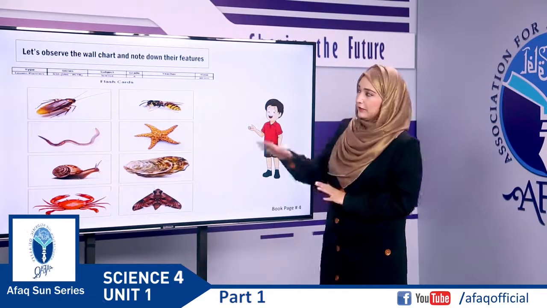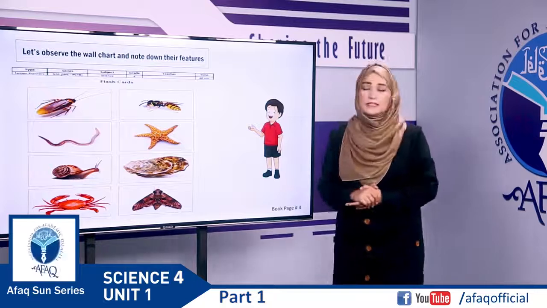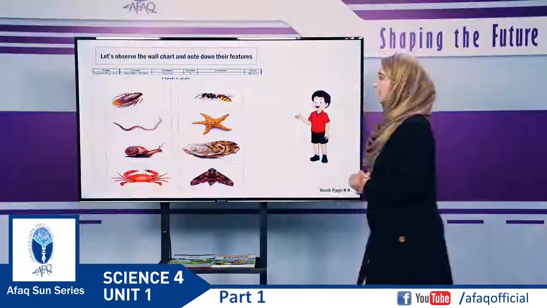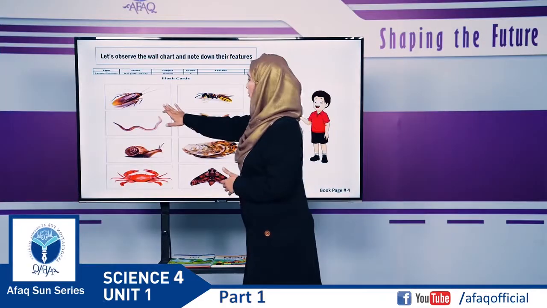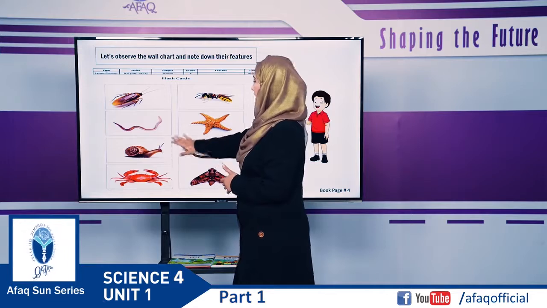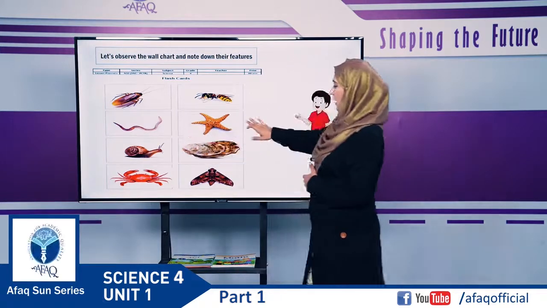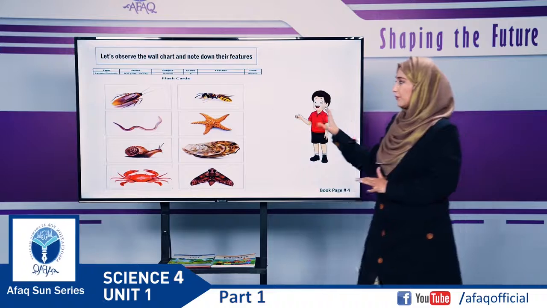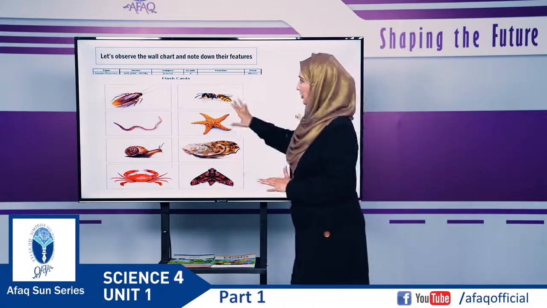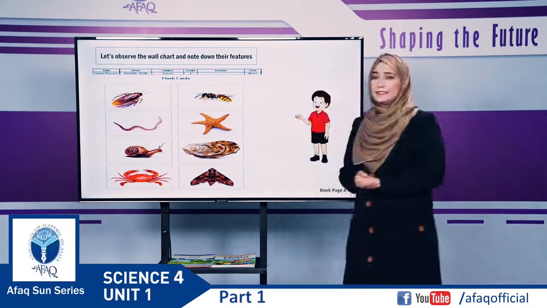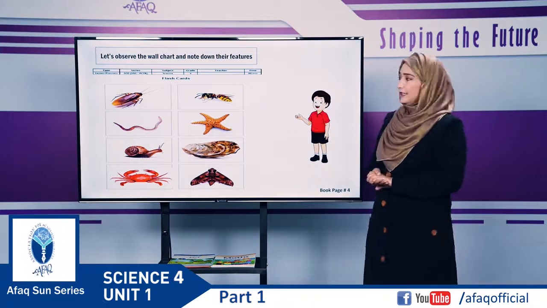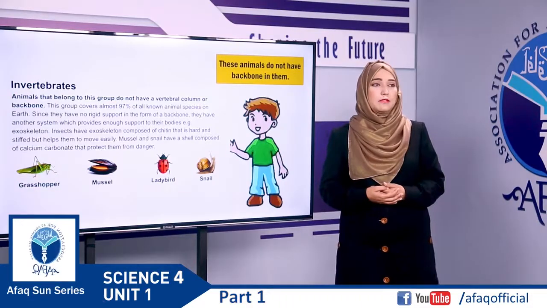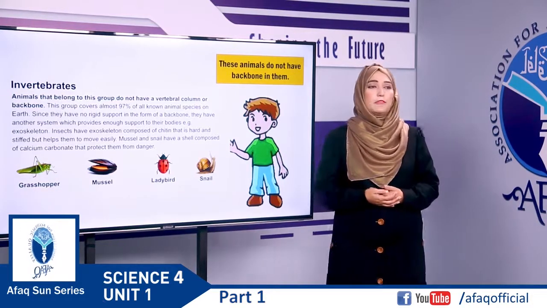Okay, let's observe these flashcards. What can you see in these pictures? Yes, you can see a cockroach, a snail, an earthworm, a starfish, a crab. You can see different animals in these pictures. These are all invertebrates. Invertebrates are animals that do not have a backbone.